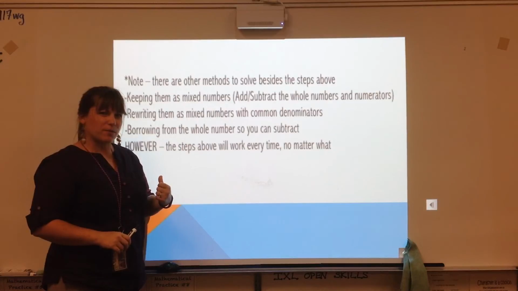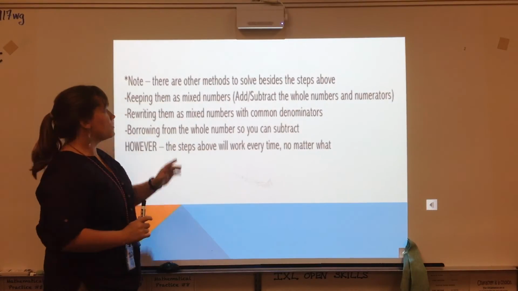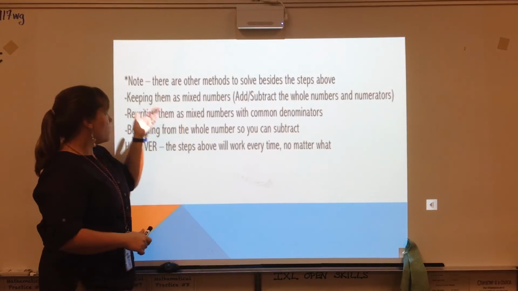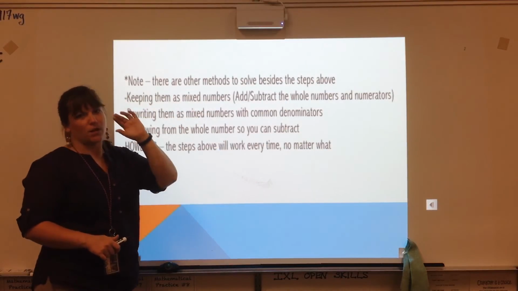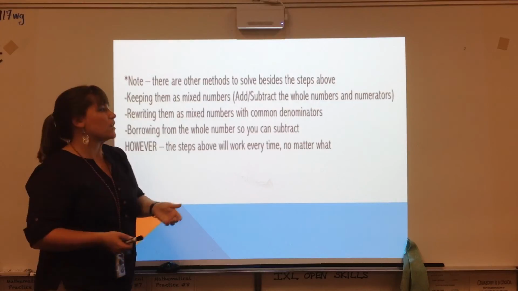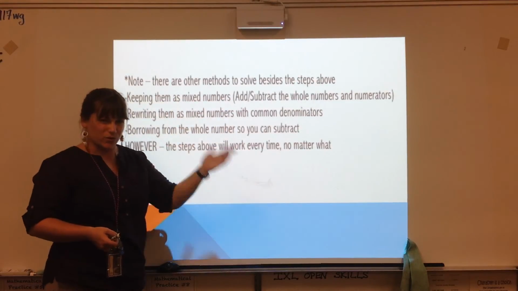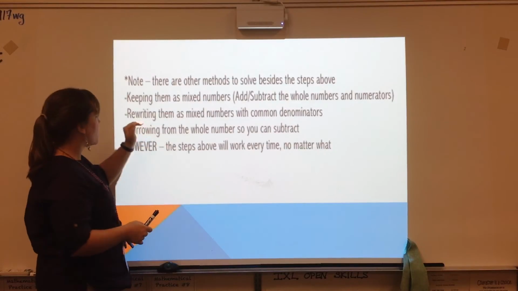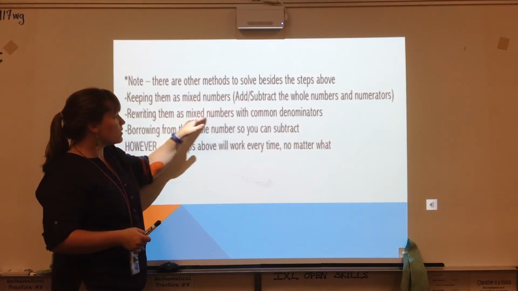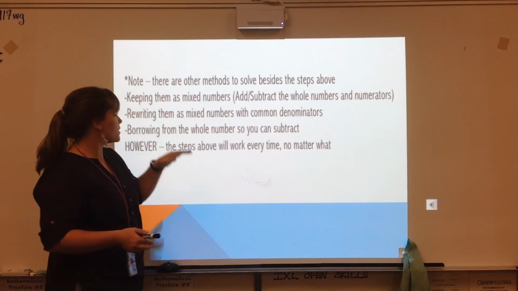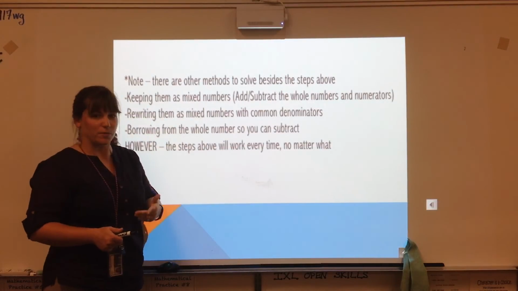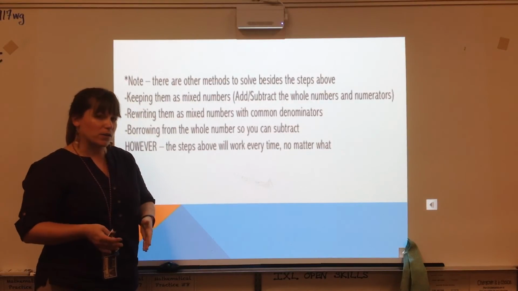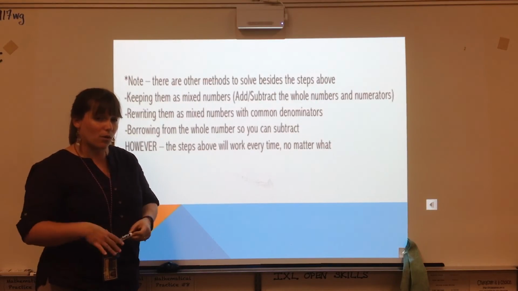This was what I was talking about before. It's on the bottom of your yellow sheet. There are other methods to solve besides what we just walked through. You can keep the mixed numbers the same if the denominators are already the same. Be careful when you're subtracting though. That's not one of my favorite things because I see common mistakes with that. You can rewrite the mixed numbers with common denominators. You can borrow from whole numbers so that you can subtract. There are other options. I'm not going to take the time right now to go through them all.